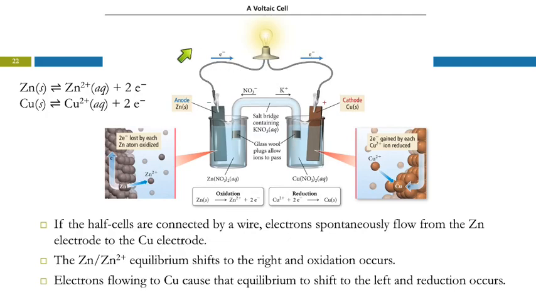Connecting these with a wire allows the electrons to flow spontaneously from the zinc electrode to the copper electrode. This equilibrium shifts to the right, as written up here. Oxidation occurs. The electrons coming in here cause this equilibrium to shift to the left, and reduction occurs.